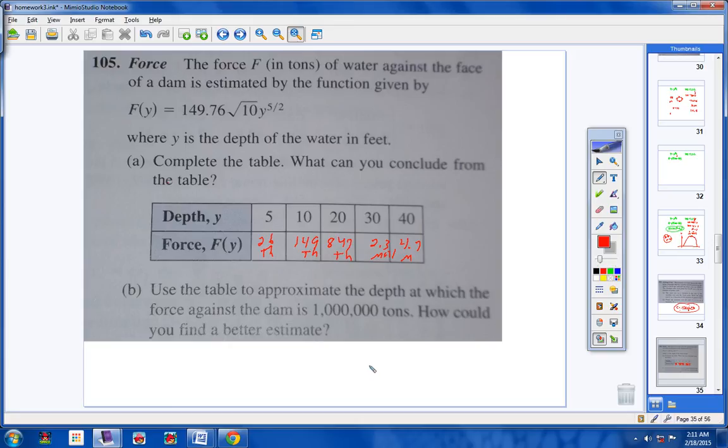I think the back of the book actually has 21, but we're just estimating, okay? Now, how could you find a better estimate? Well, guys, don't use gaps from 5 to 10 to 20 to 30 to 40. You could actually choose values between 20 and 30 and make them smaller, like 21, 22, 23, 24, and 25, and that would help you find a more specific answer as to how much force is needed, or how much depth is needed when you have a force of 1 million tons. Okay? Alright, let's go ahead and continue on to number 115.